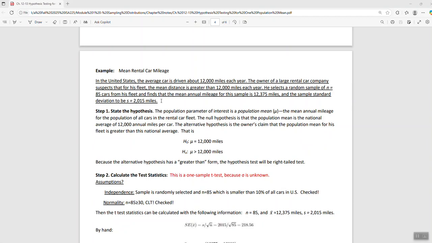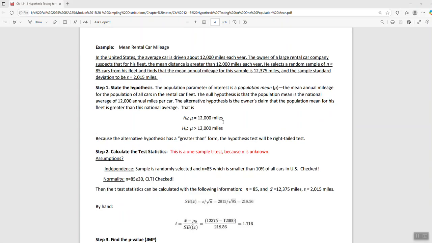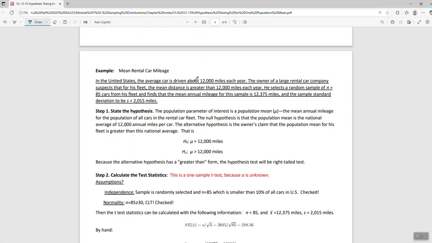From this example, we have the population mean. Then he randomly selects a sample of 85 cars, which is our sample size. Based on these 85 cars, we have the sample mean, x bar, which is this many miles, and the sample standard deviation is 2015 miles. We are testing mu equals 12,000 miles or mu larger than 12,000 miles.